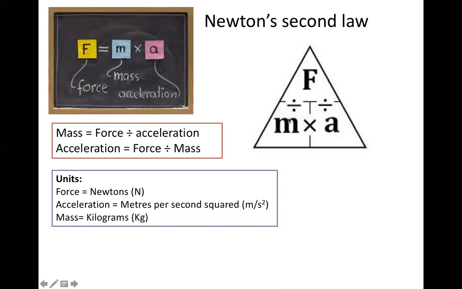Very quickly, I just want to look at the triangle here. If the question is asking what the force is, then it's mass times acceleration, because force equals mass times acceleration. If they're asking what is mass, how do I rearrange my formula? Mass equals force divided by acceleration. Correct. And acceleration would be force divided by mass. Yes, force divided by mass.